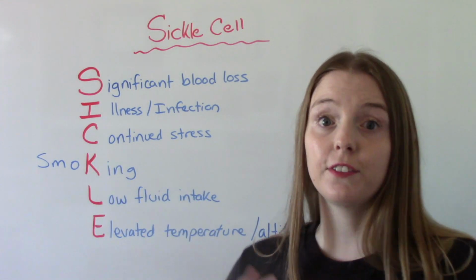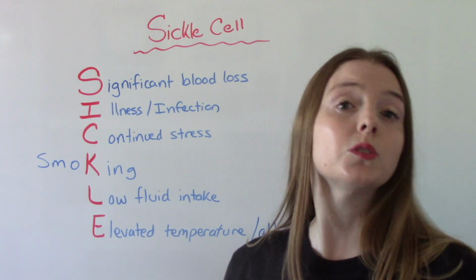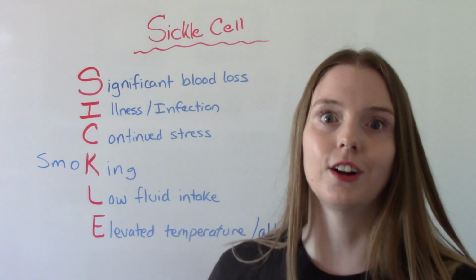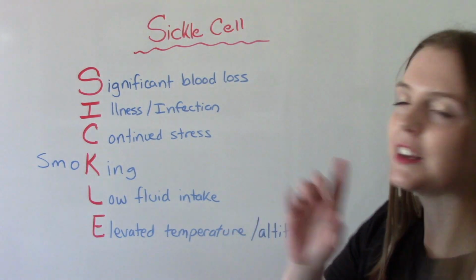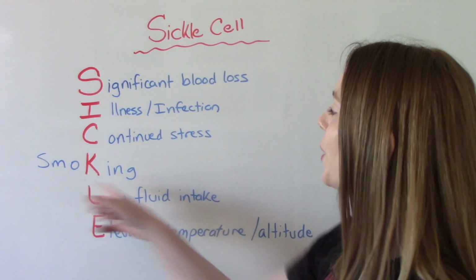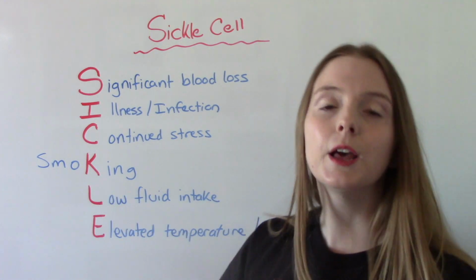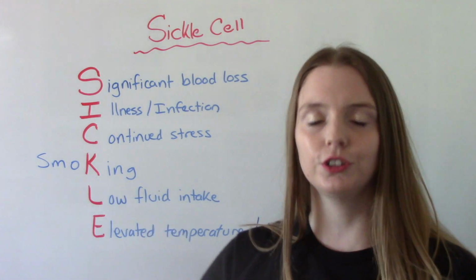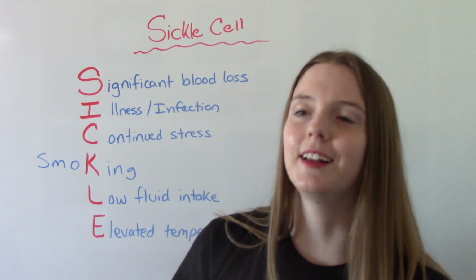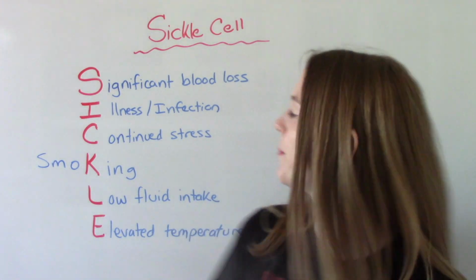So this can be like physical stress on the body, but also emotional, mental stress can cause a triggering effect to cause a crisis. K, I had to be sneaky and get it in here, smoking. So smoking can be a trigger for a crisis. People with sickle cell anemia should never smoke. Nobody should ever smoke, but people with sickle cell anemia definitely should not smoke.